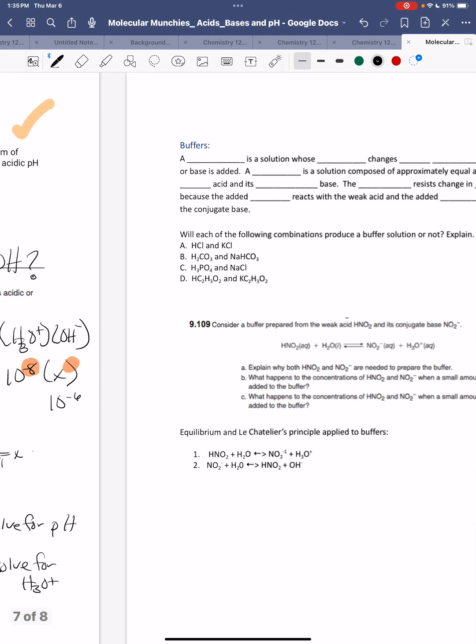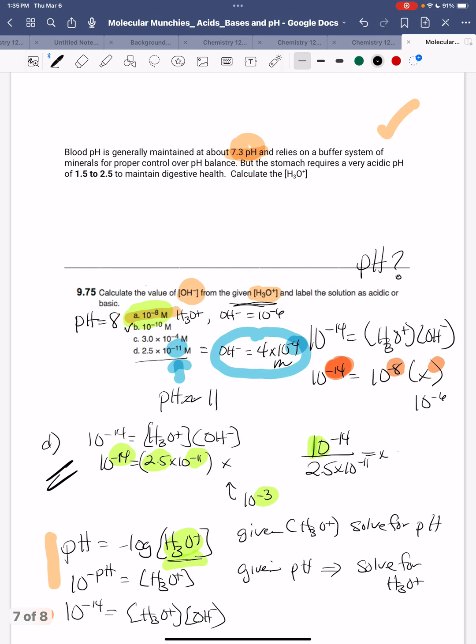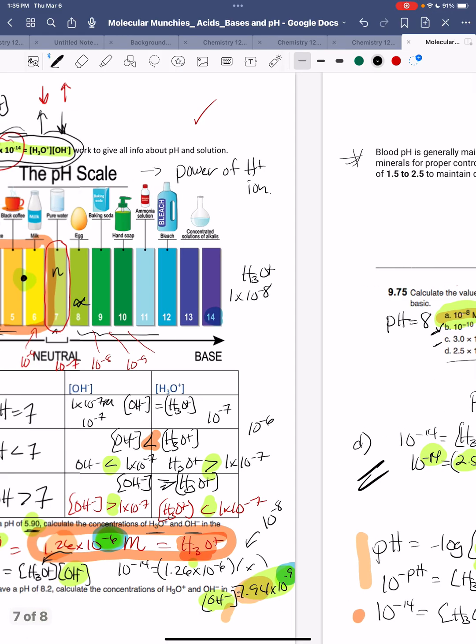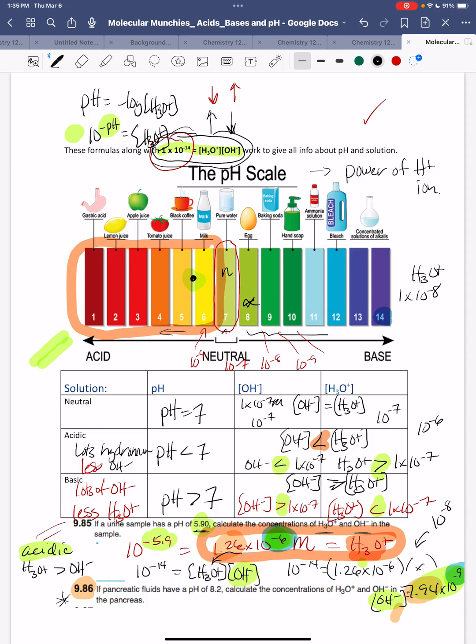So hopefully that gives you a little bit to work with. I'm going to ask you to solve B and C. I will put that in your notes. I'm going to ask you to solve that one and this one here, and that'll give you some practice, and I can get those answers up for you.